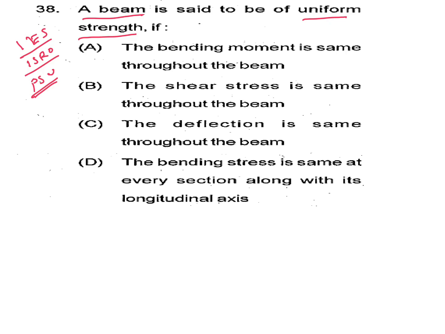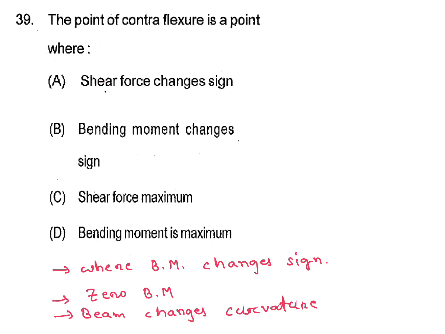The point of contraflexure is a point where A. Shear force changes sign. B. Bending moment changes sign. C. Shear force is maximum. D. Bending moment is maximum. In point of contraflexure, it is the point where bending moment changes sign. And there in point of contraflexure, bending moment is 0 or bending moment changes curvature. So from options, bending moment changes sign. B is our answer.